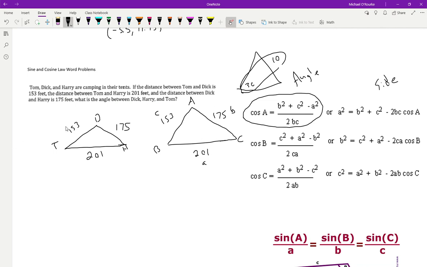Because having different letters might confuse you. Just redraw the triangle exactly how you want. Okay? And then we can always go back and write the numbers in. So I'm going to find A here first, using this formula: cos A equals B squared plus C squared minus A squared, divided by 2BC. Is everyone following along so far? Yes, no? In the chat?